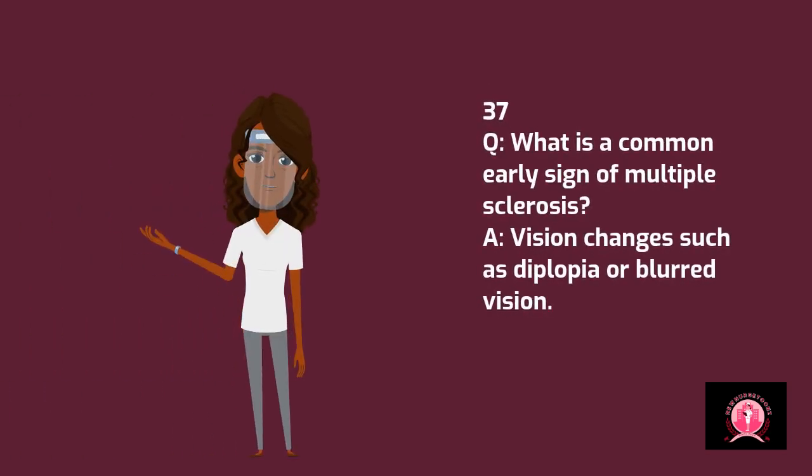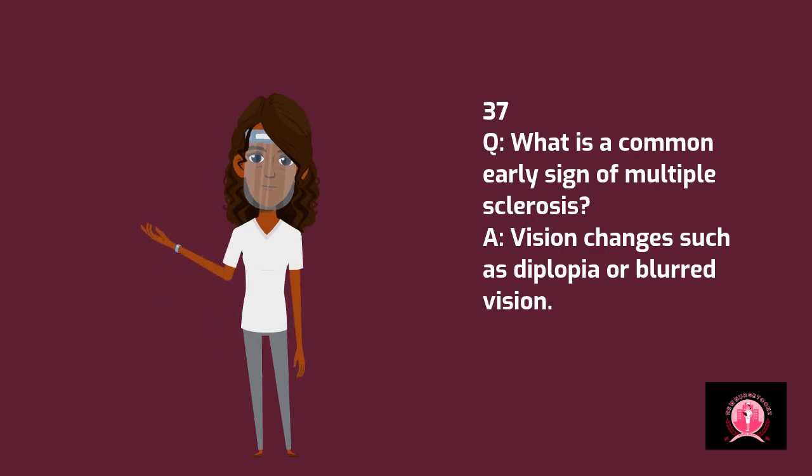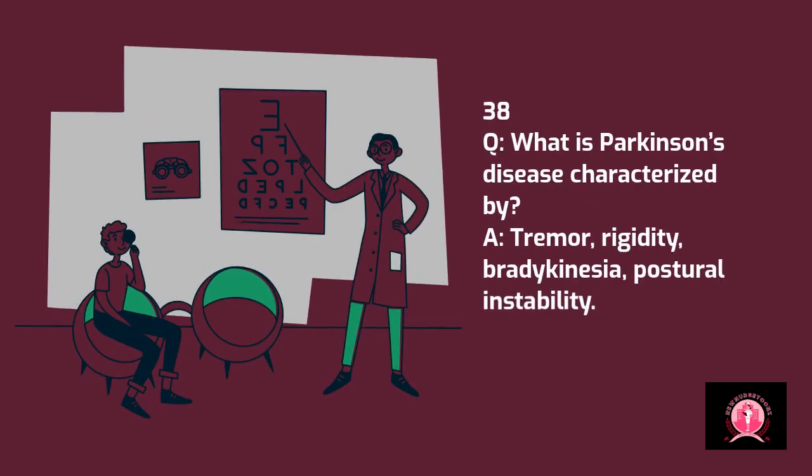37Q. What is a common early sign of multiple sclerosis? A. Vision changes such as diplopia or blurred vision. 38Q. What is Parkinson's disease characterized by? A. Tremor, rigidity, bradykinesia, postural instability.